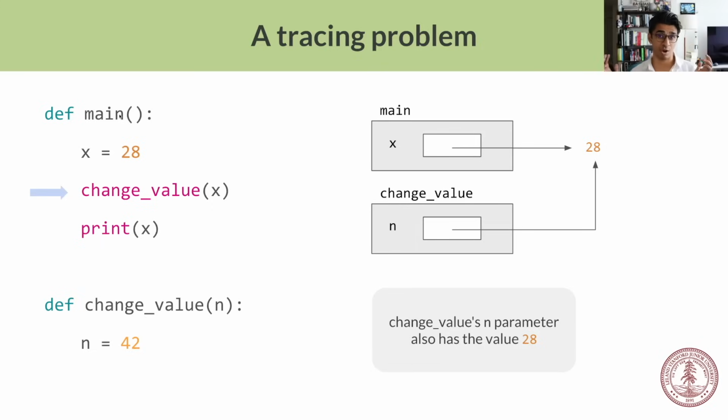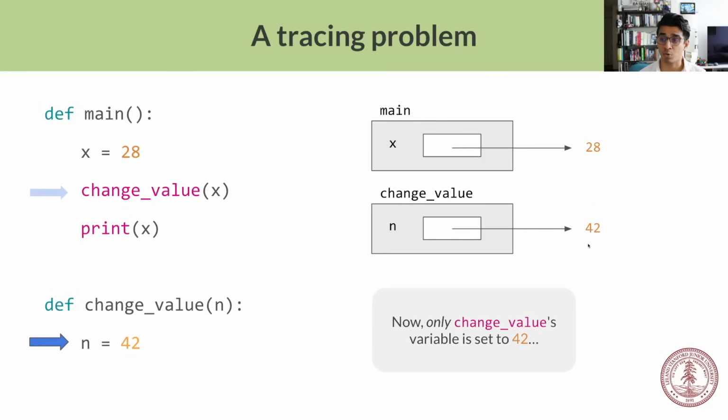So that's just generally how parameter passing works. Because 28 was equal to x over here, 28 is equal to n over here. Now on this next line of code, we're going to change n to be equal to 42. So what that means is that under the hood, we're going to take this n, which is currently pointing at 28, and make it point at 42 instead. Now this is a really important step. Notice that we didn't change this 28 to be a 42. We just replaced what n was pointing at in the first place.